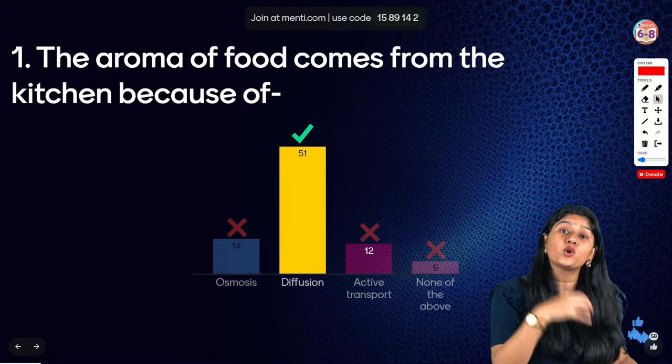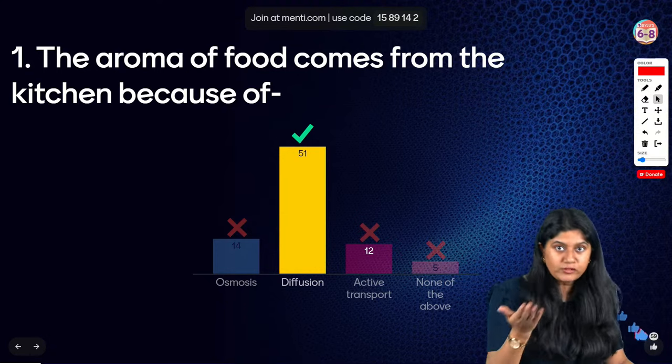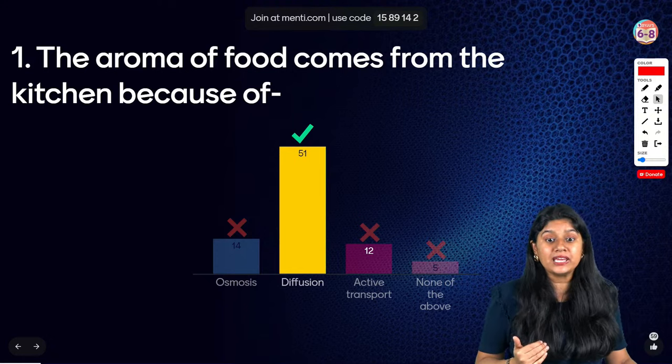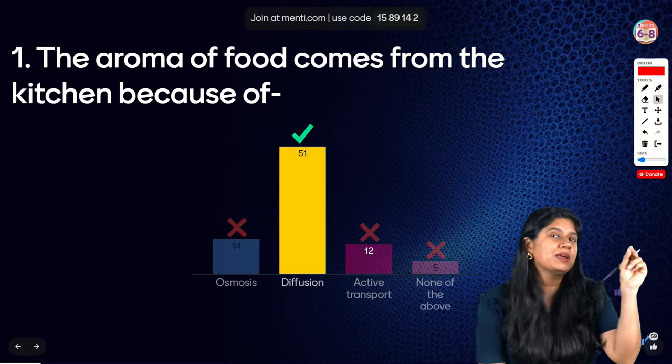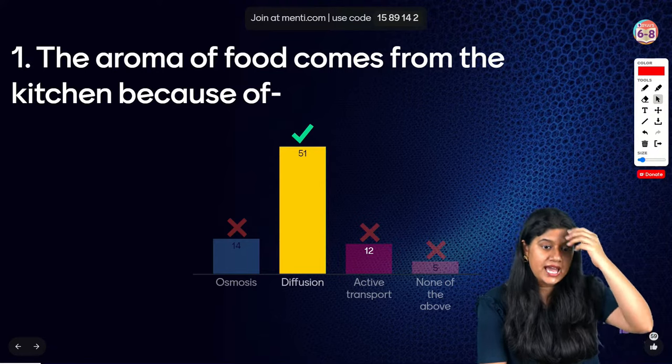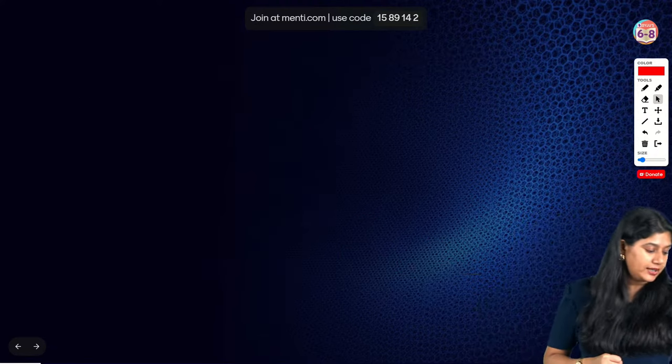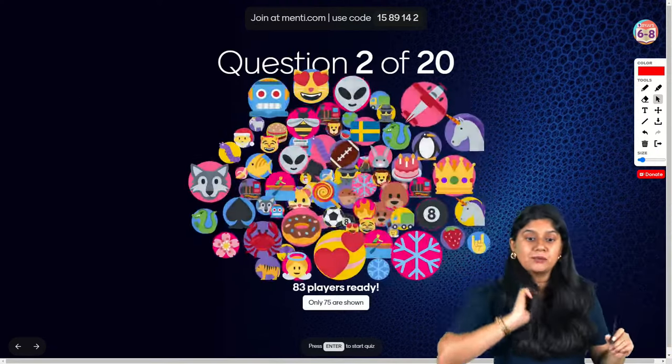And in osmosis, we always talk about the water. We always talk about that the movement is happening from the higher concentration to the lower concentration through a semi-permeable membrane. Yes, are we clear, everyone? Chaliye. Okay, moving to question number 2, everyone.